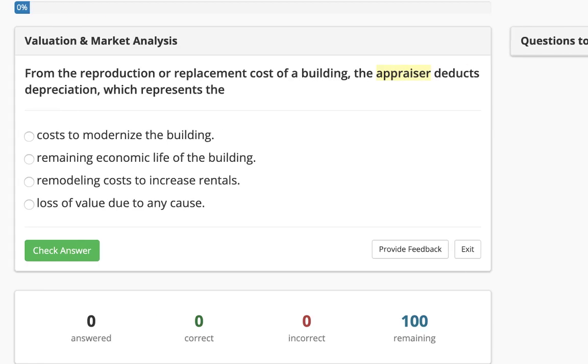Let's jump into the question on the board. From the reproduction or replacement cost of a building, the appraiser deducts depreciation, which represents the A, cost to modernize the building, B, remaining economic life of the building, C, remodeling costs to increase rentals, or D, loss of value due to any cause. What do you all think?